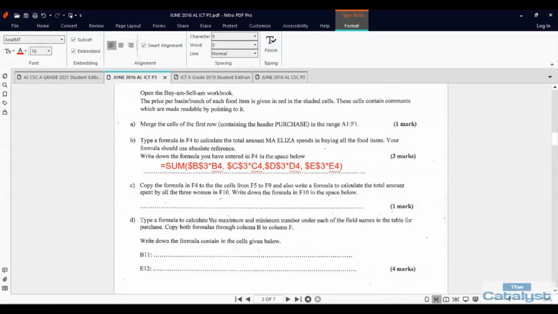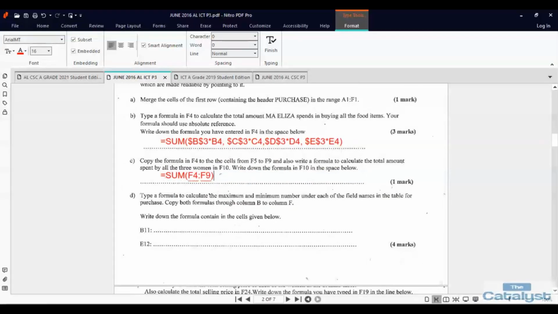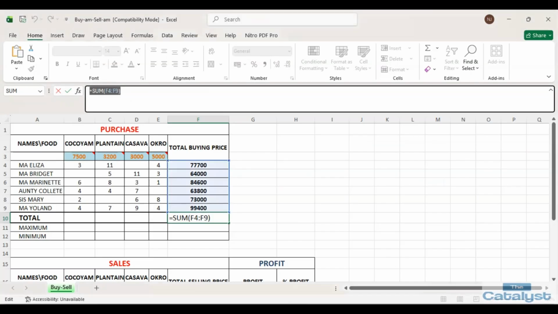Okay, so write down the formula used here. Now type in a formula to calculate the maximum and minimum number under each of the field names in the table for purchase. Okay, copy both formulas through column B to F. So write down the formula in the cells given.